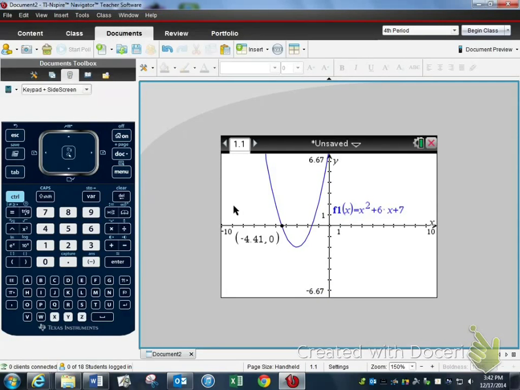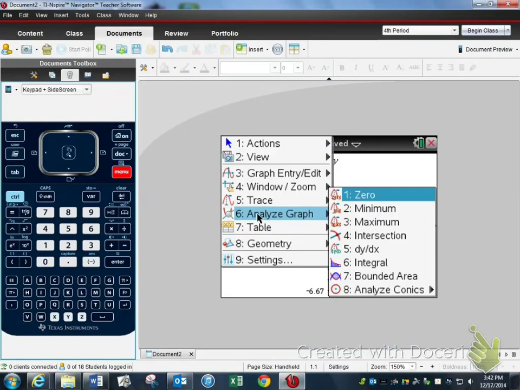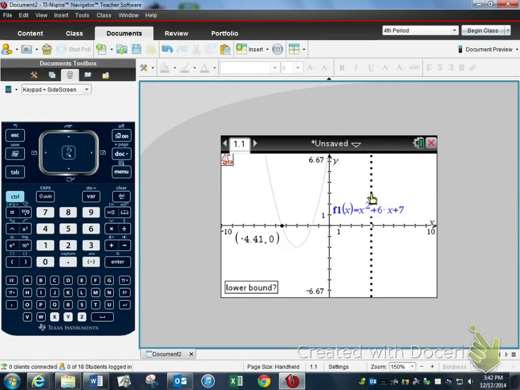Now we're going to do that to find the other one. You hit menu again, and you hit analyze graph, and you choose a zero. But this time we want the one on the right, so I need to go to the left of it, go to the right of it, and as soon as that point and zero shows up, you know you've got it, and it is negative 1.59, and I can move it over here so I can see it better. You just grab it and move it.